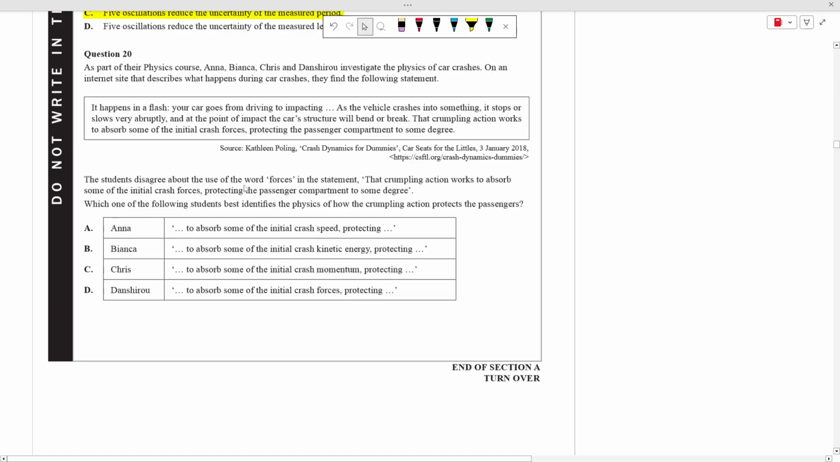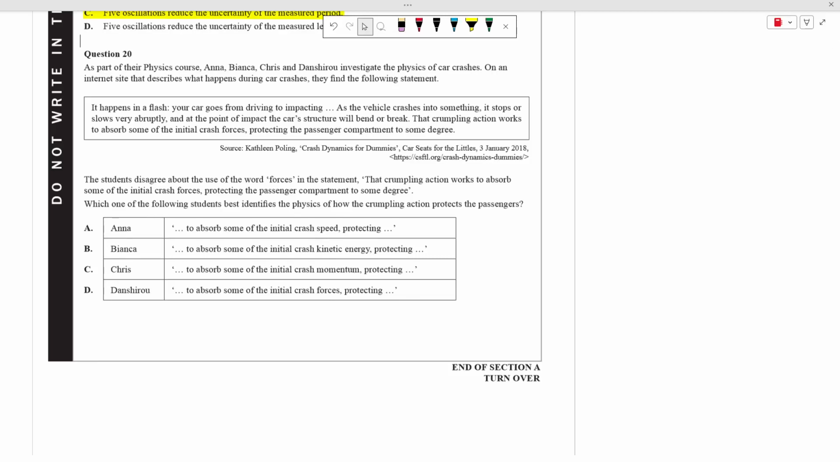The students disagree about the use of the word forces in the statement, that crumpling action works to absorb some of the initial crash forces, protecting the passenger compartment to some degree. Which of the following students best identifies the physics of how the crumpling action protects the passengers? Okay, so Anna says it absorbs some speed, Bianca says it absorbs some kinetic energy, Chris says it absorbs some momentum, and this person says there's no change, they don't need to change the statement, so it absorbs some of the forces.